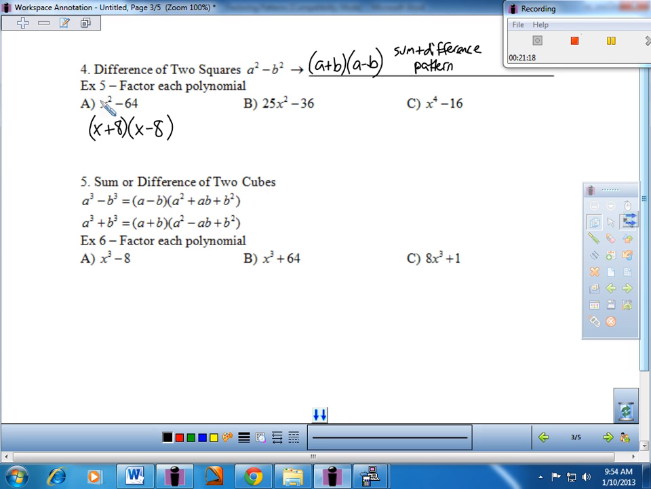All right. Would love for you to pause. Try B. B I think is manageable. C is a good hard one. Try C also.